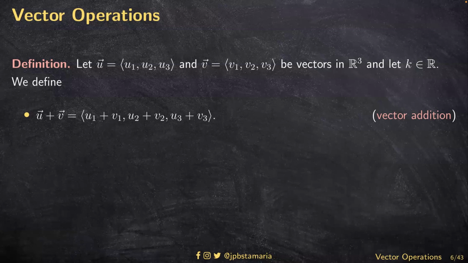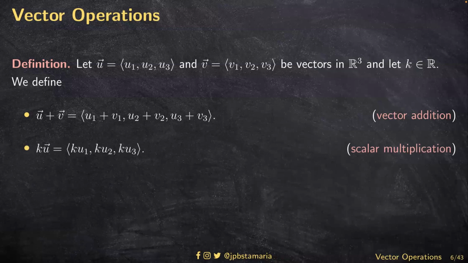What does that mean in symbols? It means that when adding two vectors, we do it component by component: first component to first component, second to second, third to third. Like so, this is vector addition. Remember, we do not add points, but we add vectors.